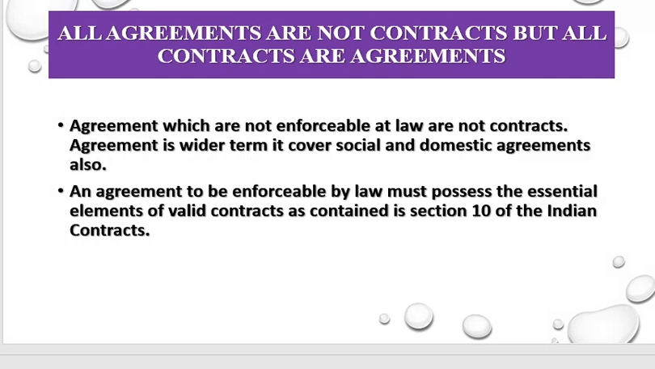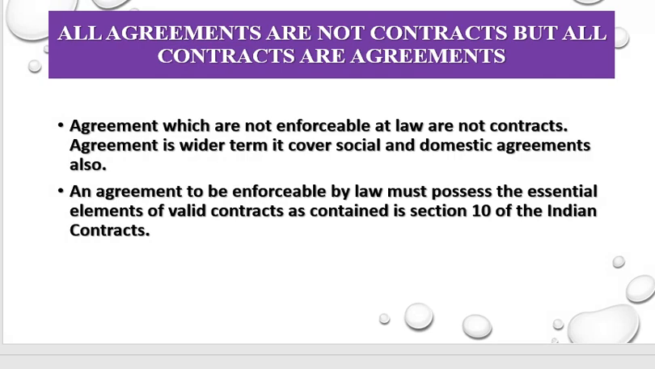Agreements which are not enforceable at law are not contracts. Agreement is a wider term. It covers social and domestic agreement. Like A invited his friends for dinner at a restaurant. His friends reached the restaurant, but A was not there. So the friends came out without having dinner. They wanted to sue their friend A, but they could not because it was not a contract. It was a social agreement.